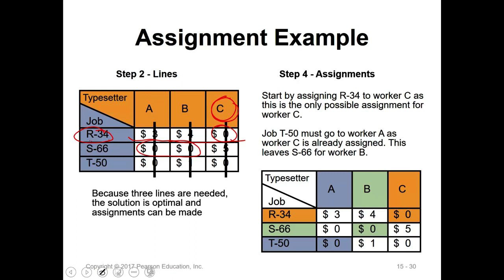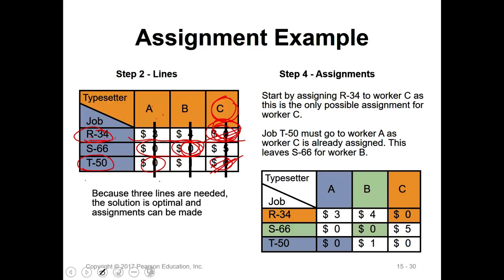And for T50, they have two options, either A or C. But because we already assigned R34 to C, you need to cross this one. So printing machine A should do the work of T50. And then if this is A, B should be this one. You see what I'm saying? Matching up situation. So only assign the job to the zeros.